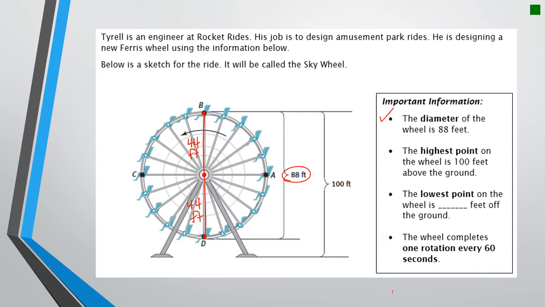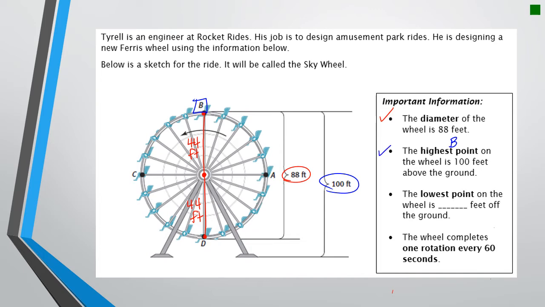The next thing it tells you is that the highest point on the wheel is 100 feet off the ground. So the highest point on the wheel is point B, so that's this one right here. And it's telling you that it's 100 feet off the ground, and that's what this measurement here on the right side is telling you.